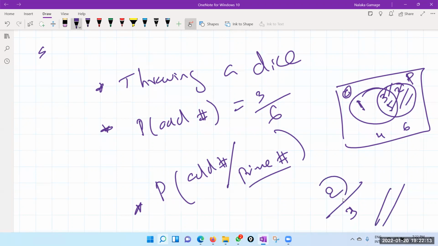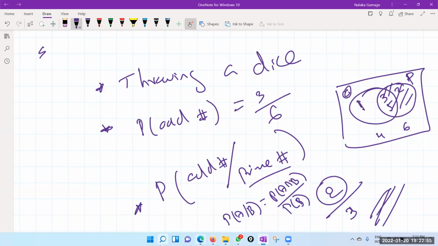This is n(A intersection B), which has 2. And remember, P(A given B) is P(A intersection B) divided by P(B). My prime number set has 3 elements. So P(A intersection B) is 2, P(B) is 3, therefore the answer is 2 divided by 3. Earlier, getting an odd number was 3 divided by 6. Given it's a prime number, getting an odd number is 2 divided by 3. I hope you got it.